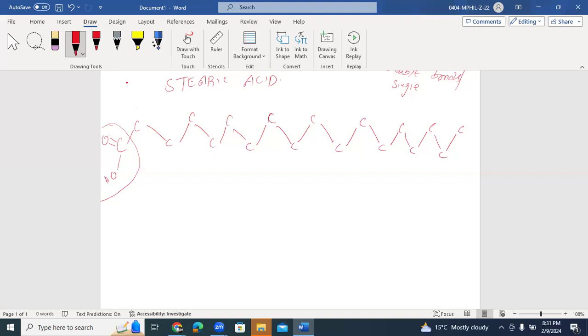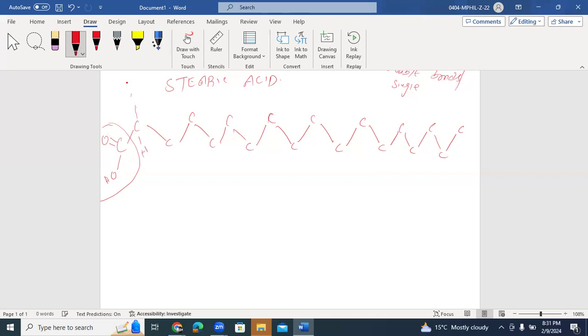How many bonds does one carbon atom always form? What is the valency of carbon? Definitely four. There are four bonds that will be formed at once in the carbon. For example, how many bonds are here in the first carbon? Four. Are four bonds completed or not? Okay.